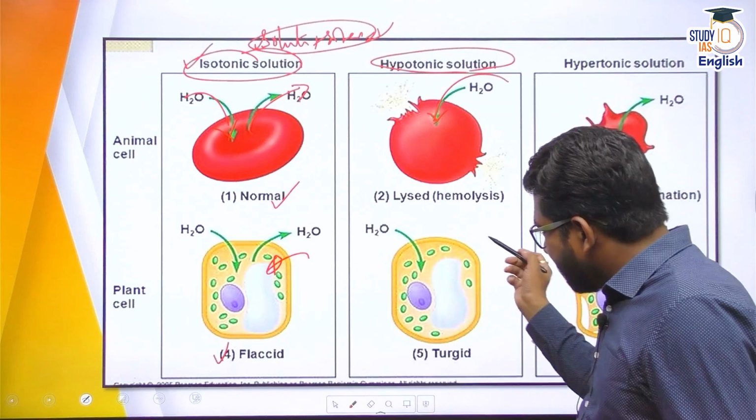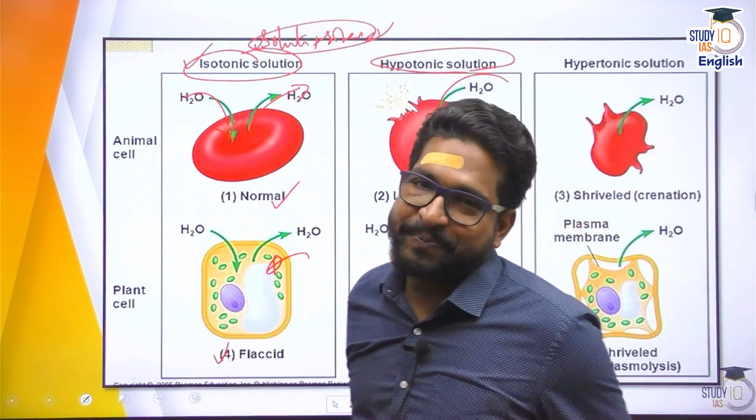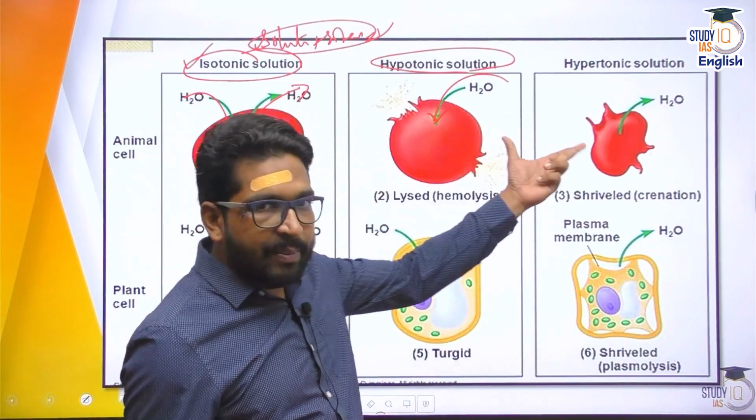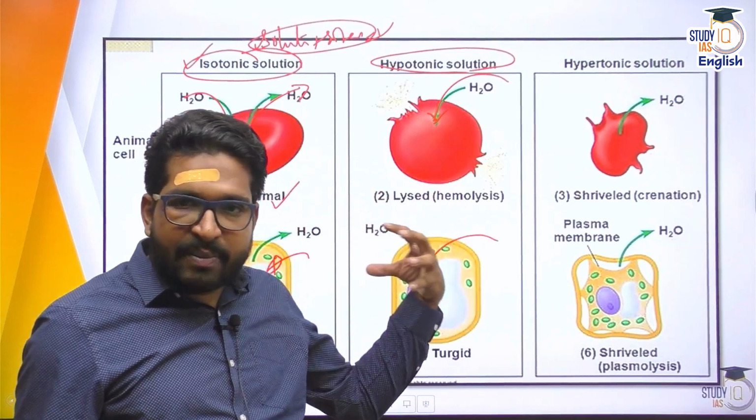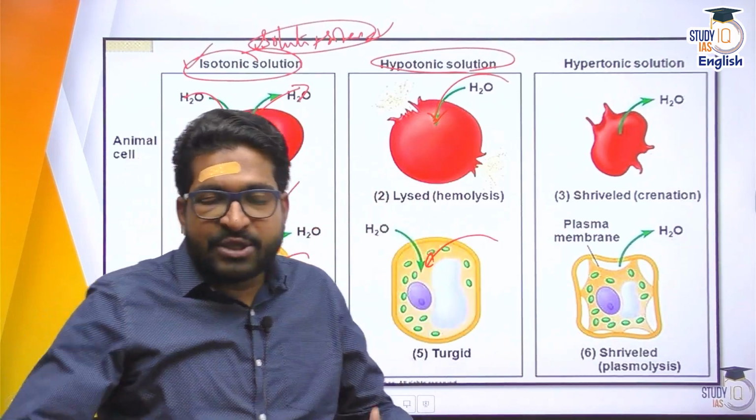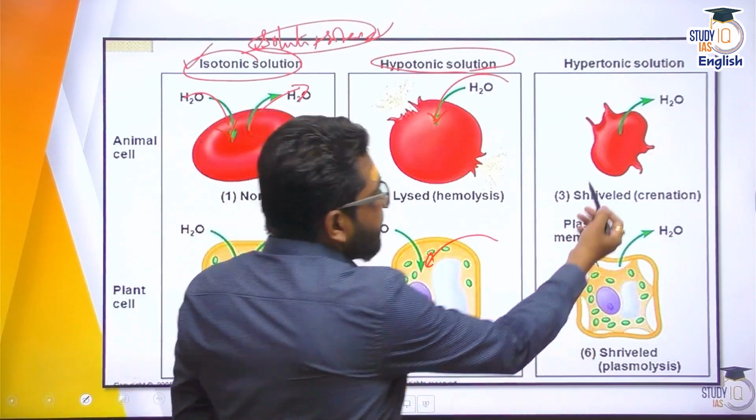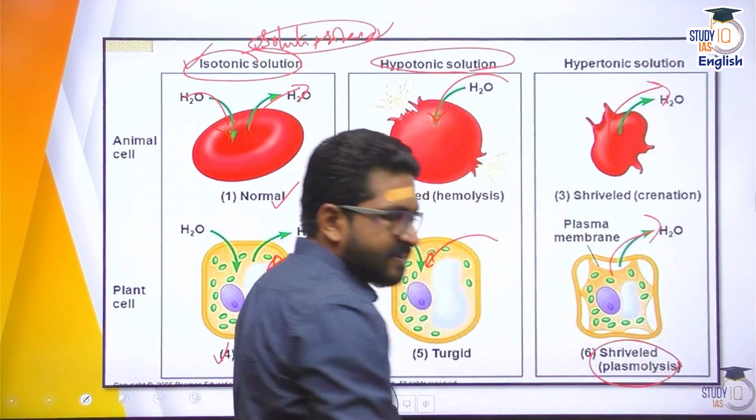If it is a plant cell, the water is going to enter it. It is going to become more and more turgid. And if I put a cell in a hypertonic solution, where the solute is more in the environment and solvent is less, that means the water is now going to be lost from the cell, meaning the cell is going to lose water. This is called plasmolysis.